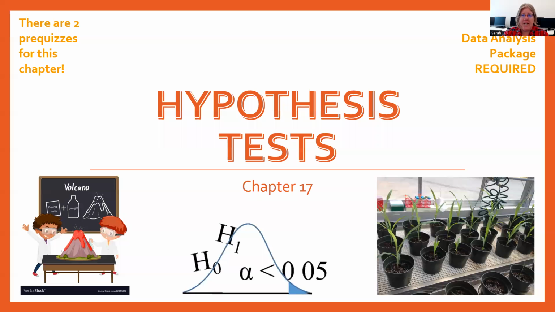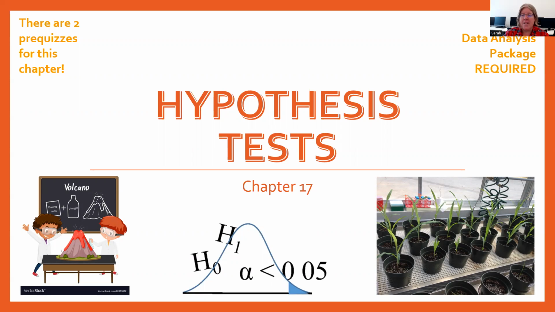Welcome to Chapter 17. Chapter 16 and 17 go hand in hand. They're both using a one mean z process and a normal distribution. But in Chapter 16, we found a range of values to estimate our population mean. And in Chapter 17, what we're going to do is test a claim about that population.